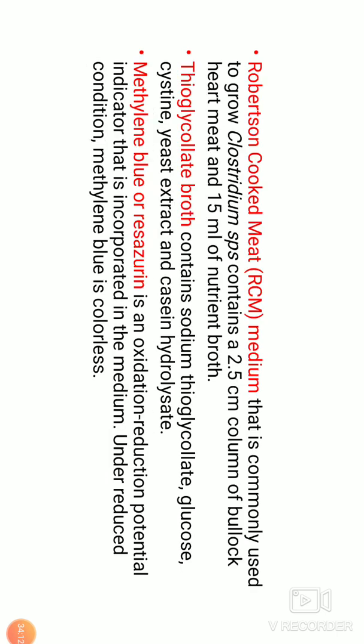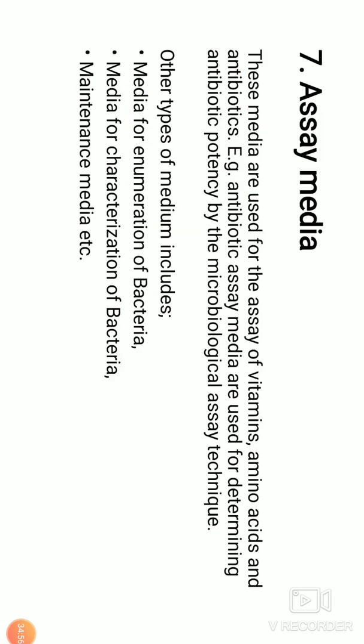So example of such medium is Robertson cooked meat medium, which is optimally used for growing Clostridium species. Thioglycolate broth, which contains thioglycolate, glucose, cysteine, is also a good medium, and it is used for knowing whether the organism requires the oxygen or not. Methylene blue is like a color indicator, which under reduced condition is colorless. When it becomes more oxidative, then there is color change.